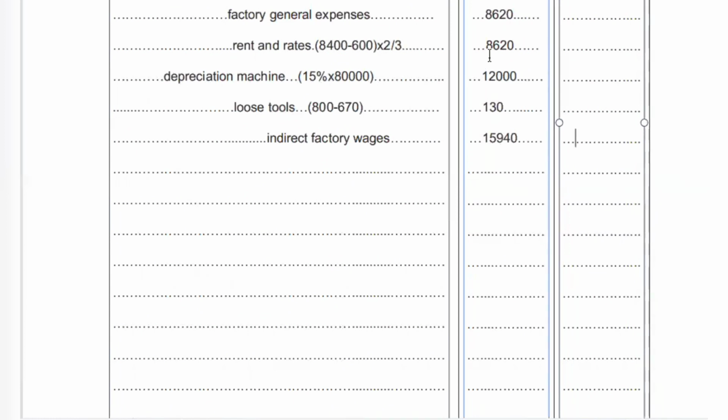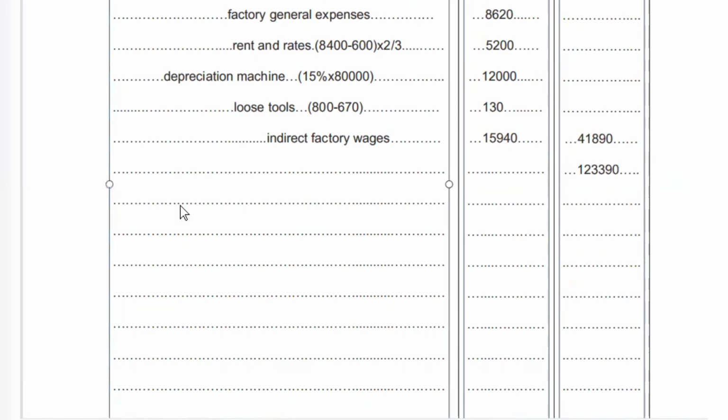8620 plus 5200 plus 12,000 plus 130 plus 15,940 will give us 41,890. So we'll add this in the prime cost to make 23,390. Then we have work in progress.